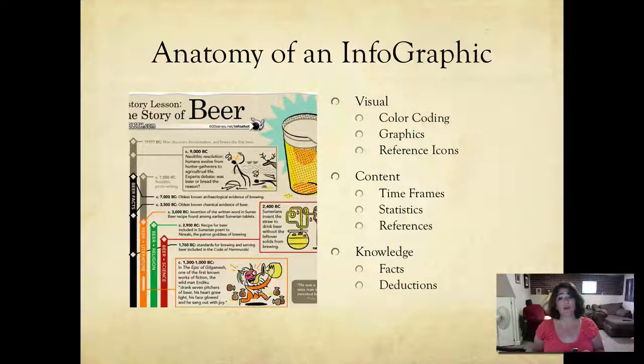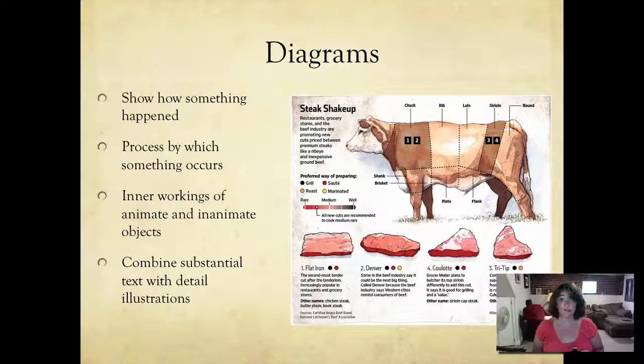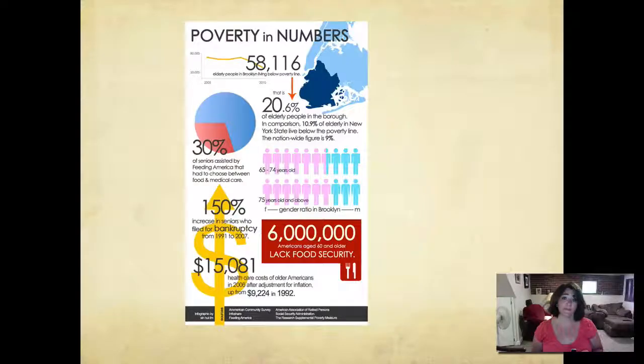Now, an infographic is another great way to depict data in a graphical way. This is a timeline of beer. You can see how visually we're color coding things. We're providing statistics, yet a time frame for them. We're presenting knowledge. This is a lot of information in a relatively small space. Here is a diagram showing the process by which something might occur, or the inner workings of something. Here's an example of looking at poverty in several different ways, looking at women and men.